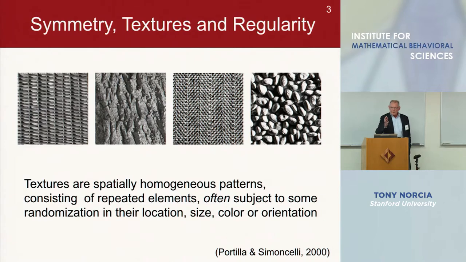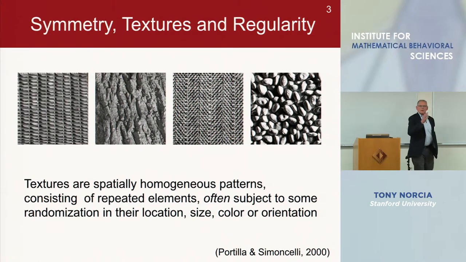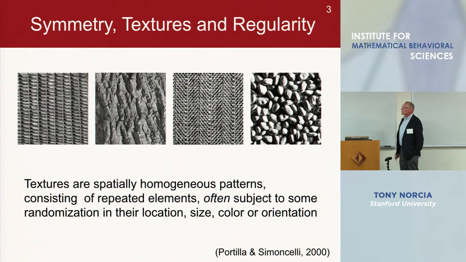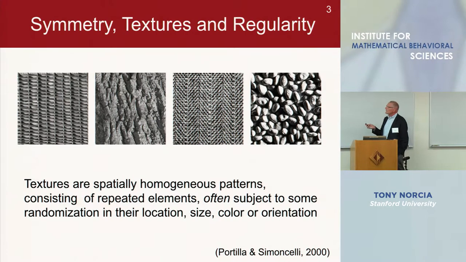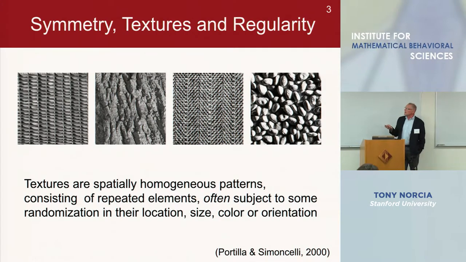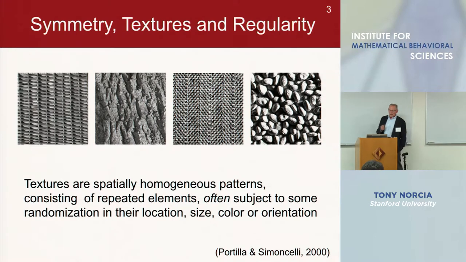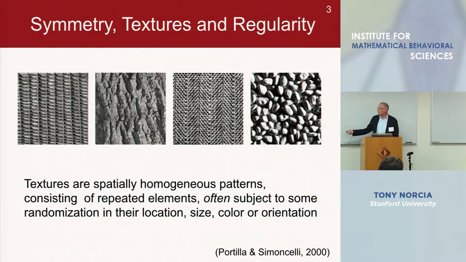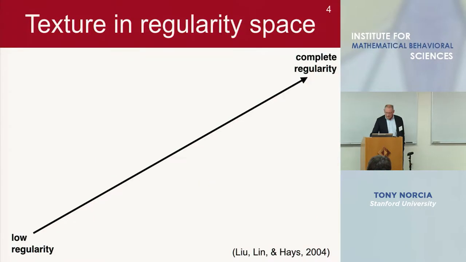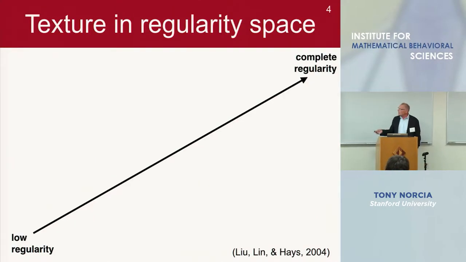So carrying on with a theme, I think Yangshi in the back there introduced this notion of regularity, and I'm going to talk about it first in the context of textures. So what are textures? They're spatially homogeneous patterns consisting of repeated elements, often subject to some randomization in their location, size, color, orientation. This is from Portilla and Simoncelli's definition. So we'll start from textures, and we'll talk about textures in regularity space.